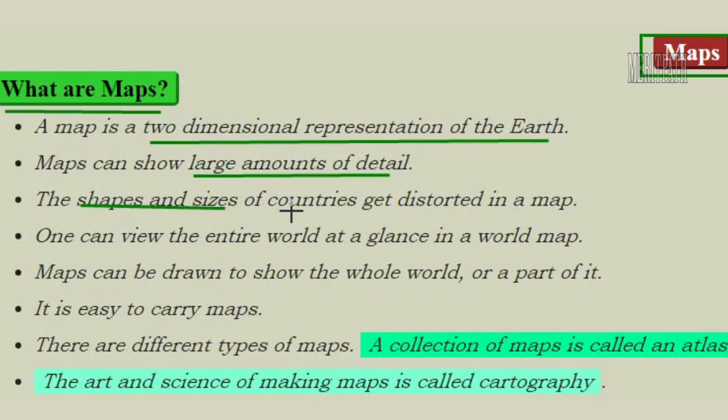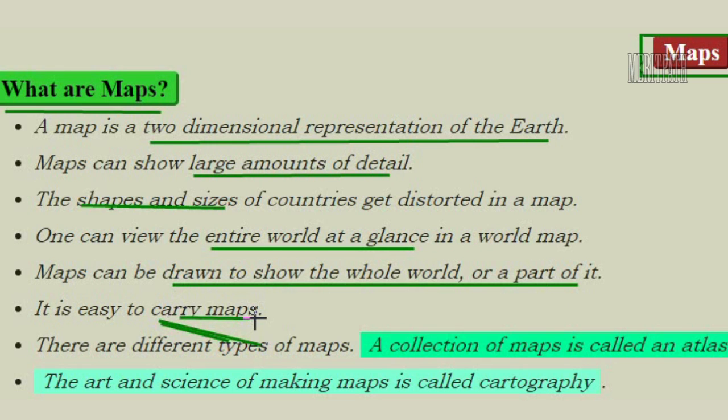But the shapes and sizes get distorted, so the entire world can be seen in a single map. That means with our own eyesight we can see the whole world in a map. Maps are drawn to show either the whole world or a few continents, countries, states, etc. And maps are definitely very easy to carry.